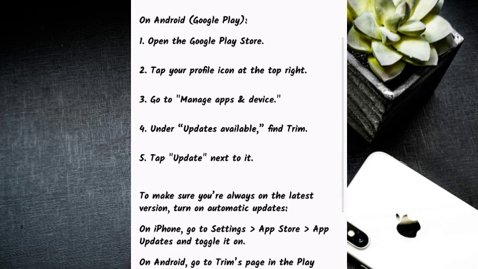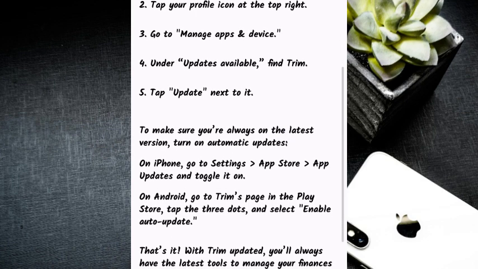To make sure you're always on the latest version, turn on automatic updates. On iPhone, just go to Settings, App Store, App Updates, and toggle it on. For Android, go to Trim's page in the Play Store, tap the three dots, and select Enable Auto Updates.